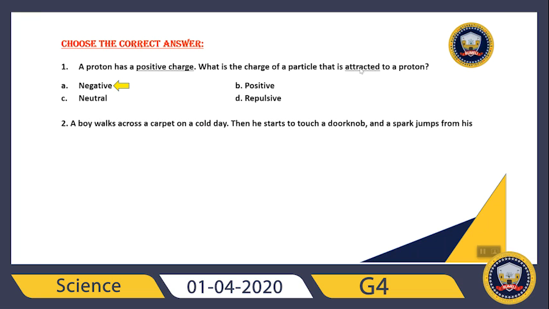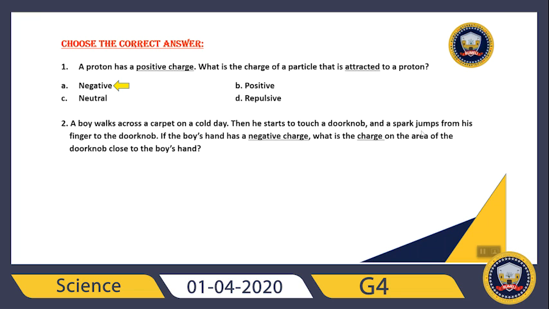Number 2. A boy walks across a carpet on a cold day. Then he touches a doorknob. Do you know the doorknob, which is used for opening and closing the door? After touching the doorknob, a spark jumps from his finger to the doorknob. Like, as we have said before, an electrostatic discharge. Do you remember?